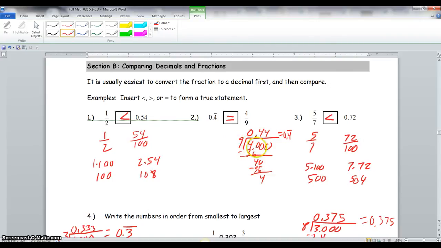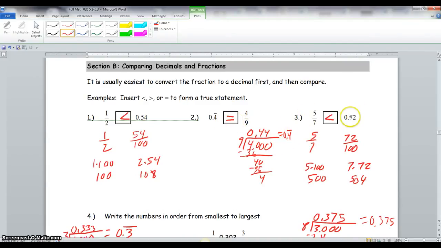Now if you only added 1 zero here, you have to add another 0 and then bring it down. 9 goes into 40 4 times. 4 times 9 is 36. 40 minus 36 is 4. We're going to keep repeating this, so this will end up being 0.4 repeating. So these two are equal.